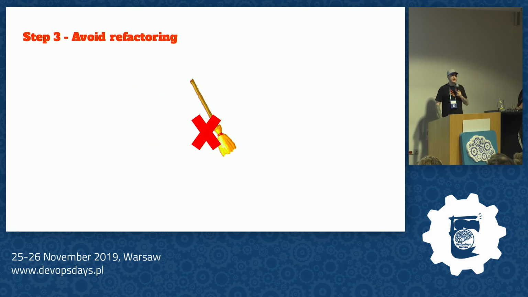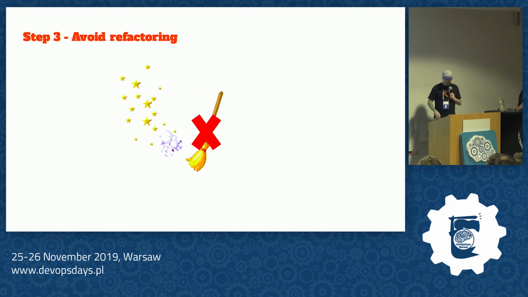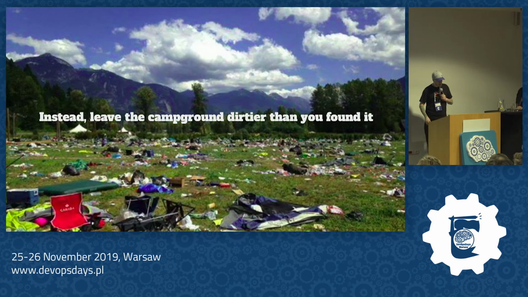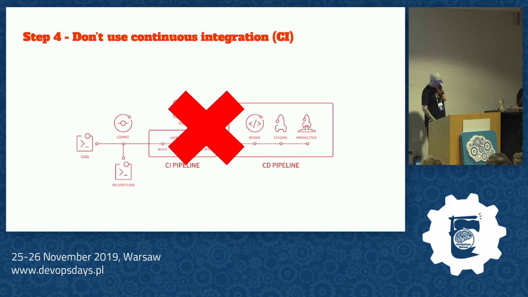Third step, avoid refactoring. So don't try to clean the code. Don't try to make it more robust. Don't try to make the structure of the code better than it was before. Instead, leave the campground dirtier than you found it. You may have heard of the Boy Scout rule, so this is the opposite.